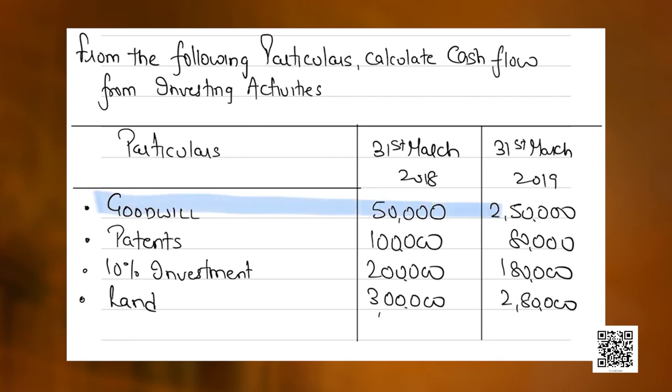Here on your screen, we have a question. Here you see goodwill has increased from 50,000 to 2,50,000. Students, you must understand this thing. Whenever goodwill is increased, that means it is purchased. The value of goodwill has increased. That means we have bought goodwill. It is an item of investing activities.